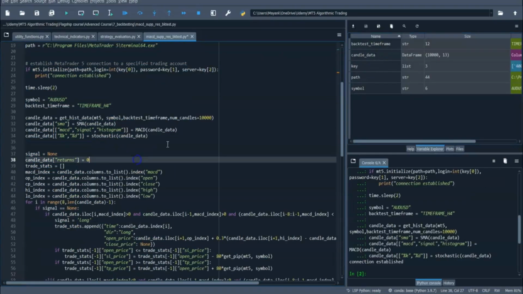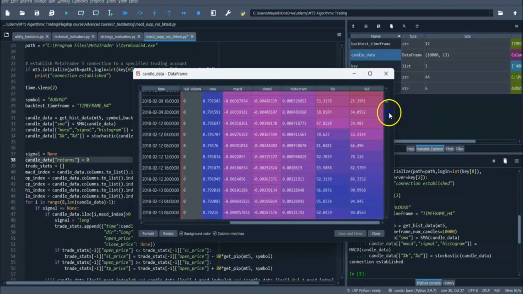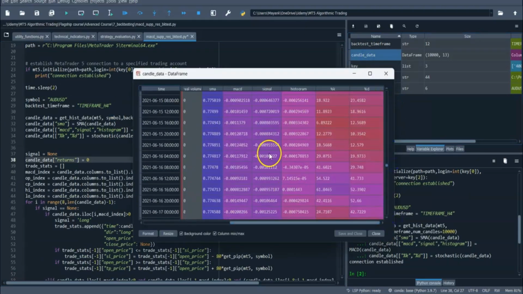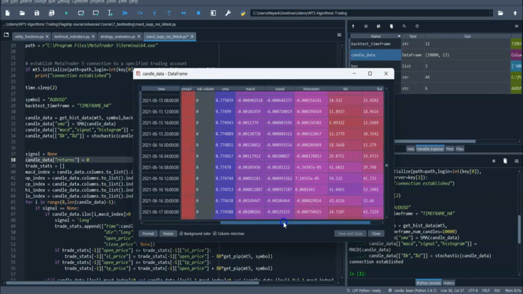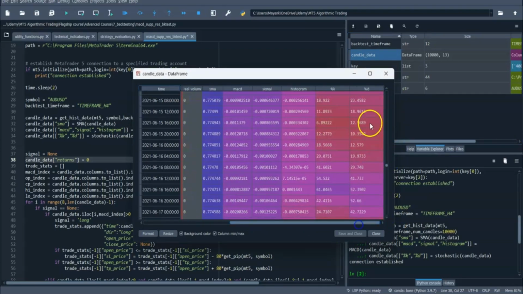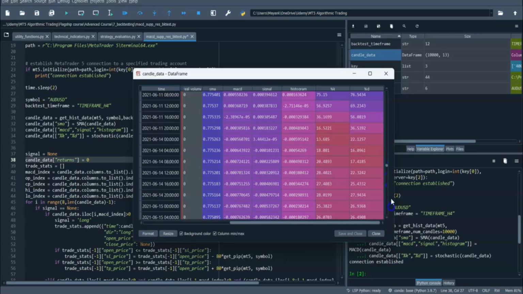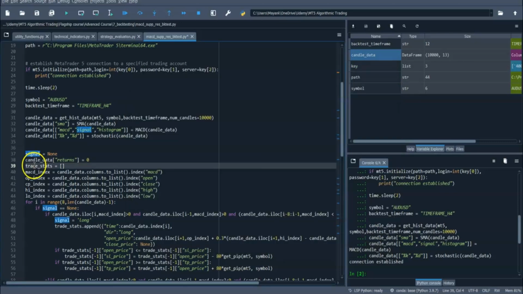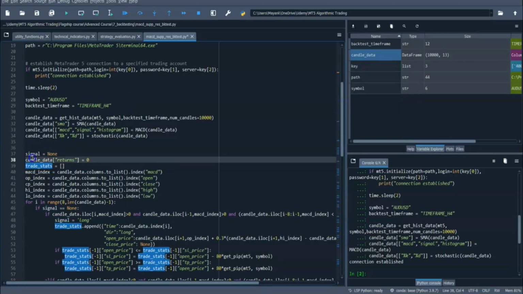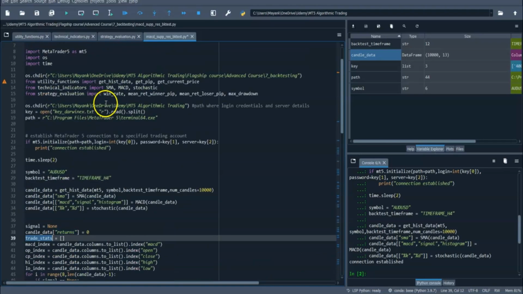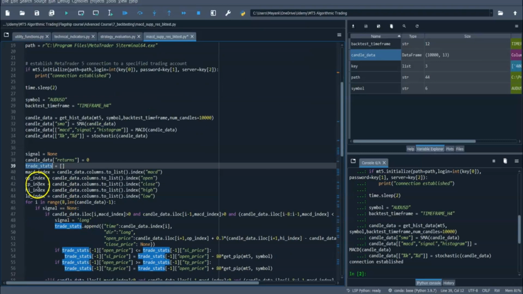Okay, so we've got the candle data. Let us quickly check what we have here. Okay, so we have the columns here, %K, %D, MACD signal histogram, SMA. We have everything that we need. Let me just scroll down to the end. Looks good. So just like before, we will initiate the signal variable with none. No problem with that. We are going to need the returns column as well. Trade stats is very important to calculate all the KPIs, so that stays.